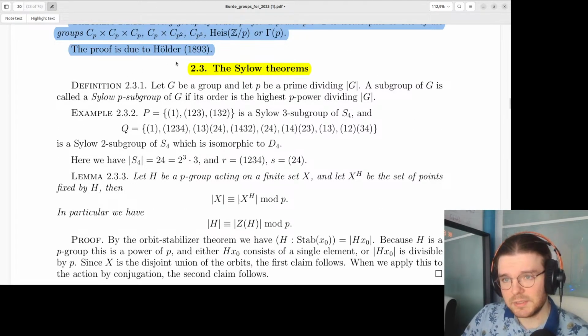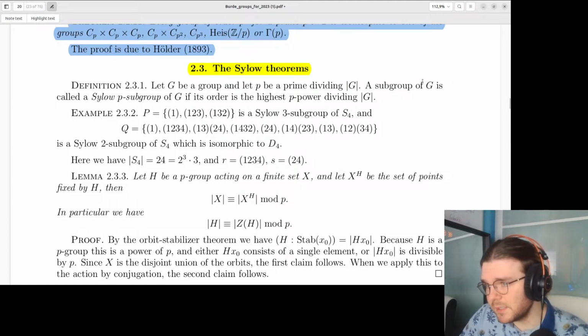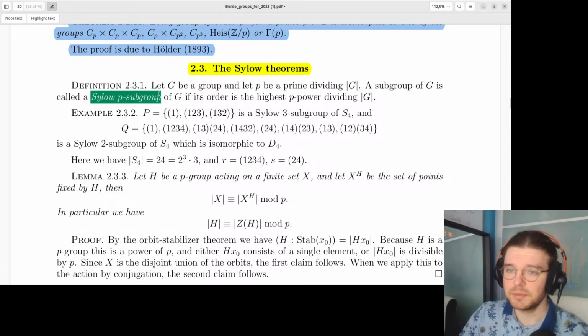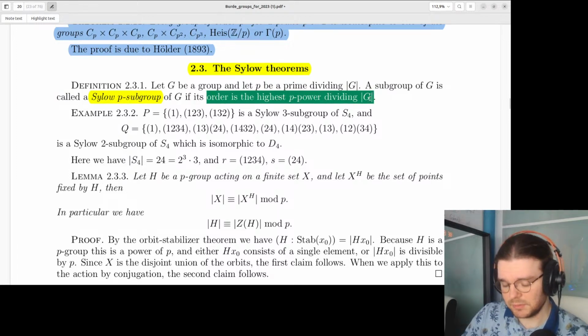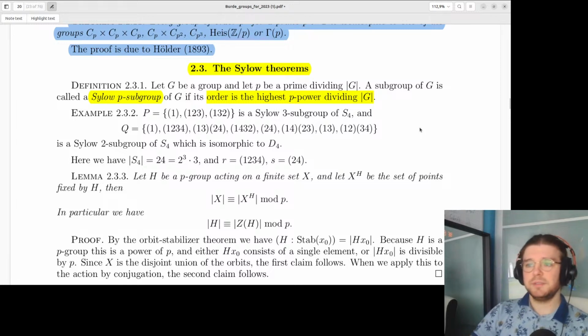Right, so let G be a group and let P be a prime dividing the size of the group. A subgroup of G is called a Sylow P subgroup of G if its order is the highest P power dividing G.